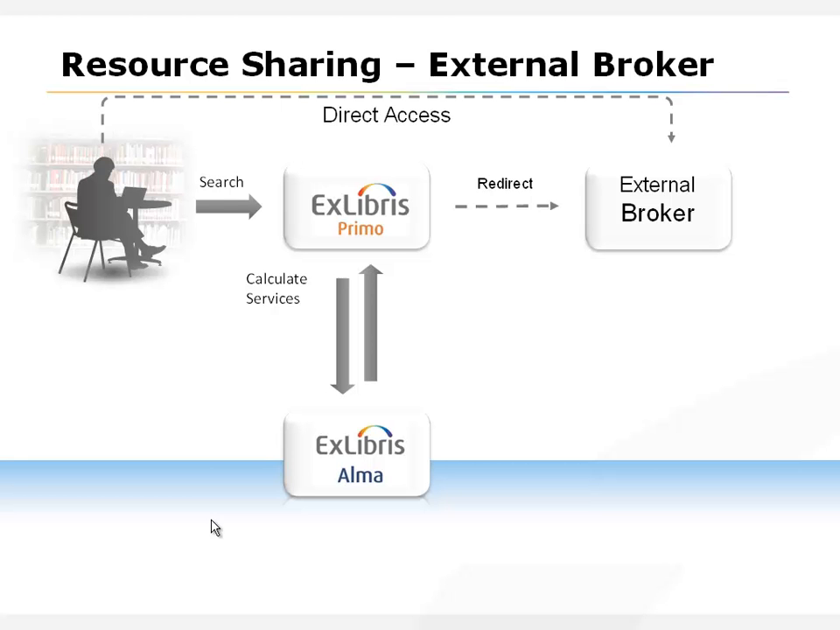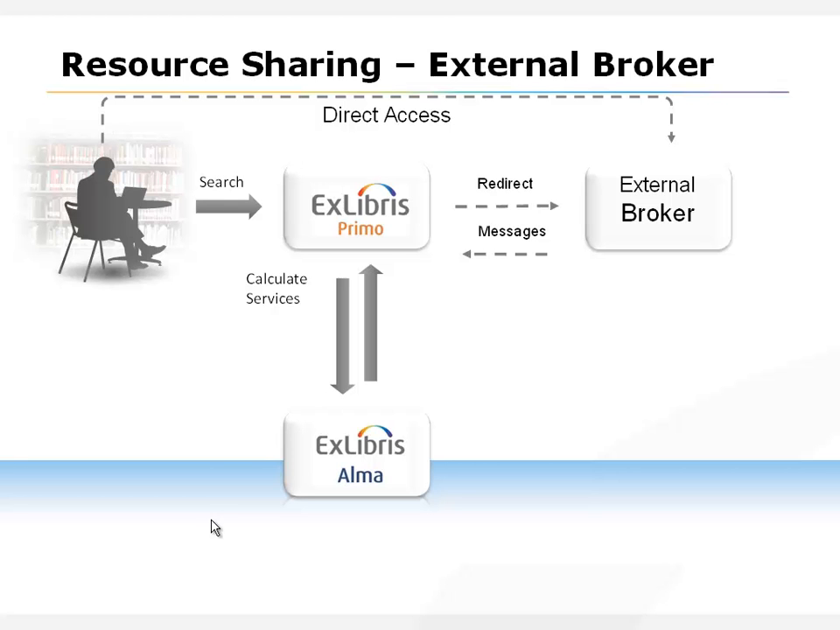Of course, the patron does not have to go through Primo. They can also directly access the external broker and place the request in that external broker system. Anyways, the further processing of the request from the external broker system will continually update Alma with information about the steps that the request is going through. So when anything happens with the request, it is sent, received, returned, and so on, Alma will continually be updated by the external broker so that Alma will be able to reflect internally the status of the request as it is managed at the external broker.